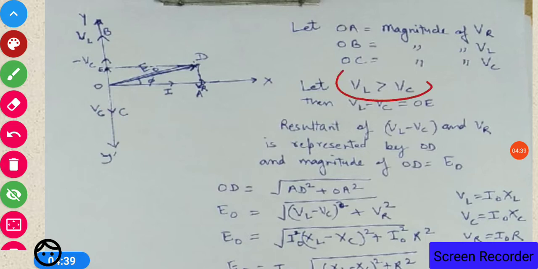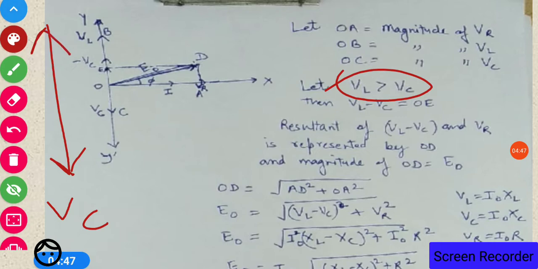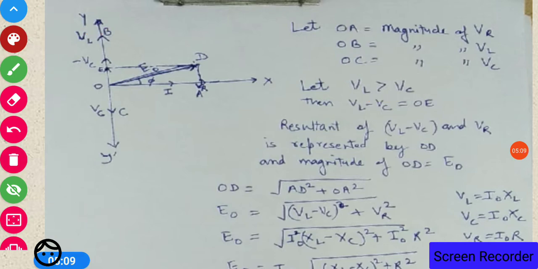Now if VL is more than VC, since VL and VC are in opposite directions, VC in the downward direction and VL in the upward direction, whichever is greater, the resultant will be in that direction, as in vector addition. Since VL and VC are both vectors, when we add them, the resultant comes in the direction of the greater one. So VL minus VC is represented by OE.